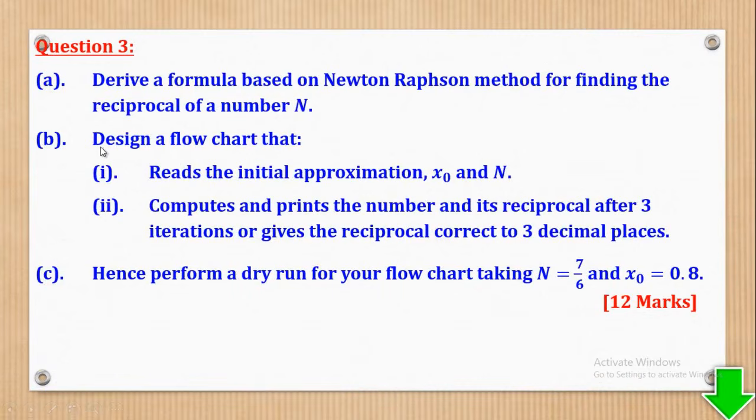So that was part A. Now part B says design a flowchart that, Roman 1, reads the initial approximation x0 and capital N. Then Roman 2 computes and prints the number and its reciprocal after 3 iterations, or gives the reciprocal correct to 3 decimal places. What does that mean? It means that there are now 2 decisions. One is for the accuracy and another one is for the number of iterations.